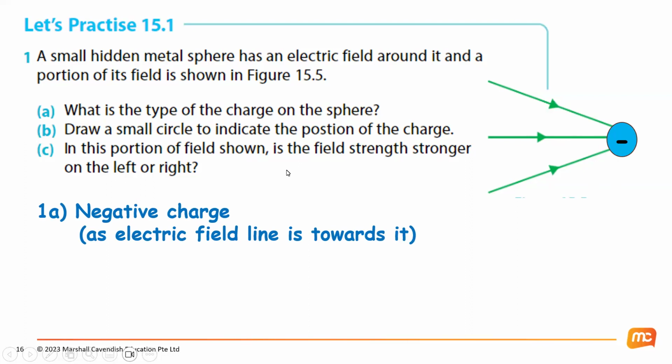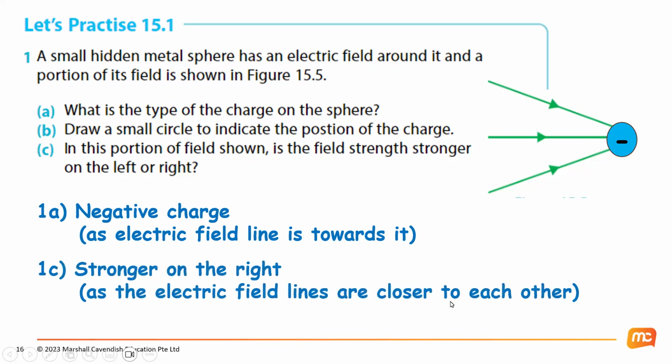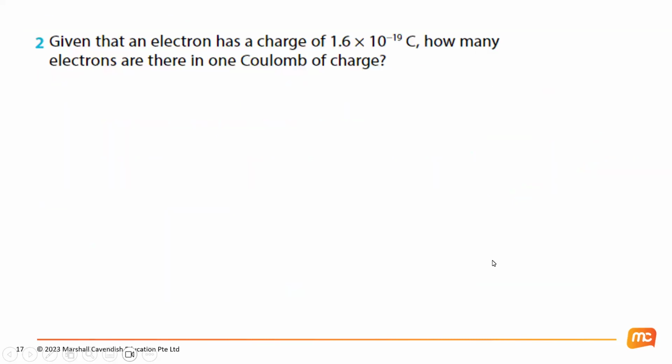And then in this portion of the field shown, is the field strength stronger on the left or on the right? Okay, it will be stronger on the right side because the field lines are closer. This side, the field lines are closer as compared to the left side. So the answer is as follows.